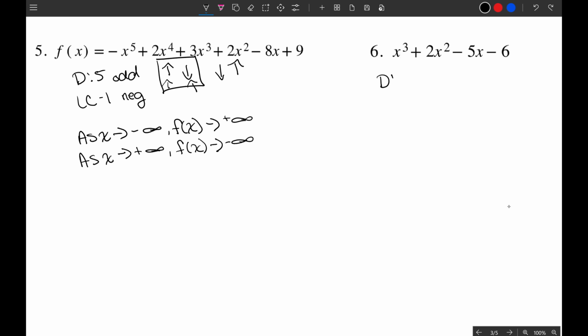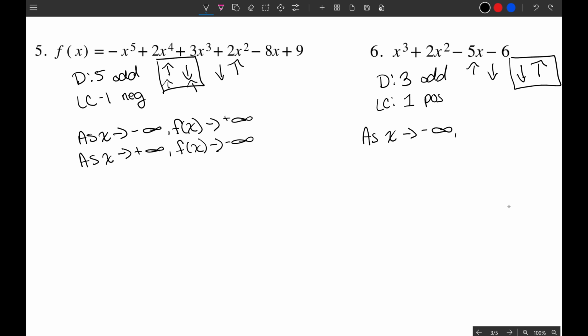Number 3, my degree is 3, which is odd. So again, we're either up and then down or down and then up. And my leading coefficient is 1, which is positive, so we'll end on a positive note. So as x approaches negative infinity, my y value approaches, remember, left side, it's going down, so negative infinity. And as x approaches positive infinity, my y value approaches, look on the right side, positive infinity.